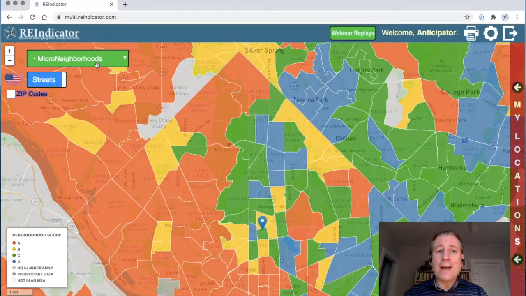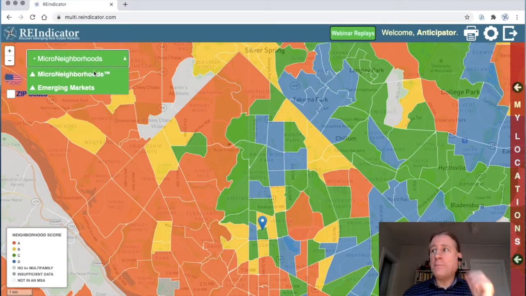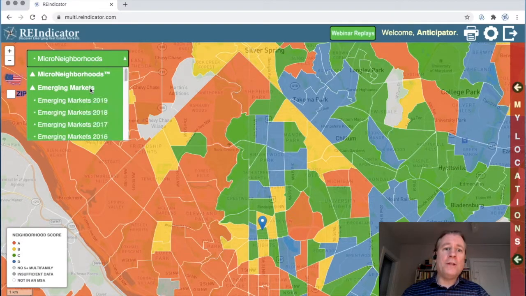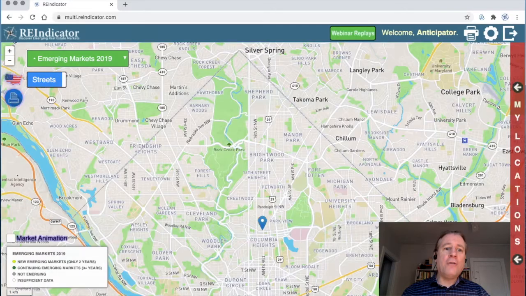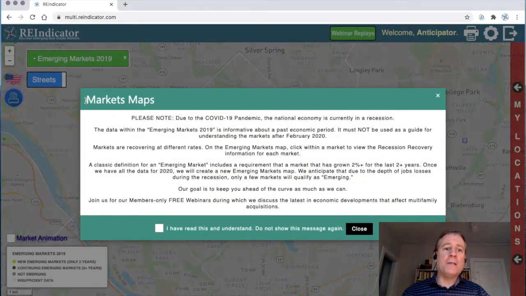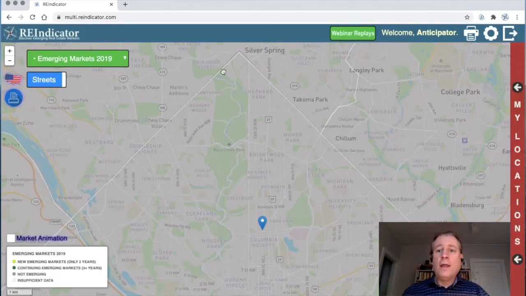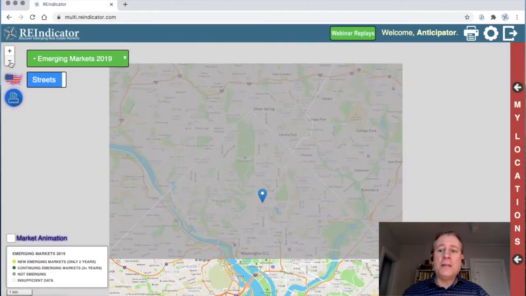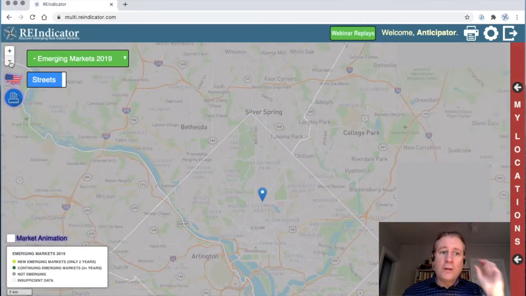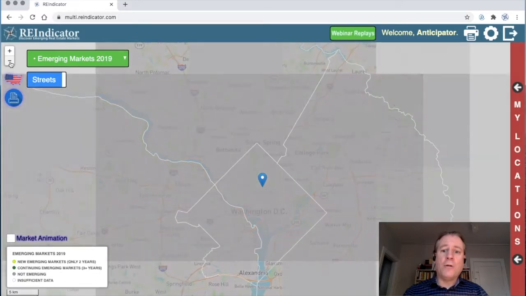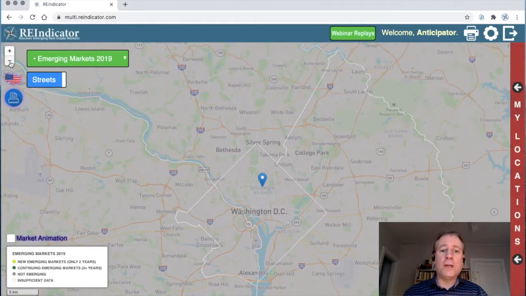The second thing we've added to this is the way that the market pop-ups have a lot more data. And if I go, for example, over to the emerging markets level of 2019, you will see, if you haven't already checked off this box, you will want to do that after you read this message, which I encourage you all to read. But we just want to remind you that the emerging markets model does need some caution, and that we are really looking at some historical data because we are not yet fully recovered from the recession 2020 that began in February.